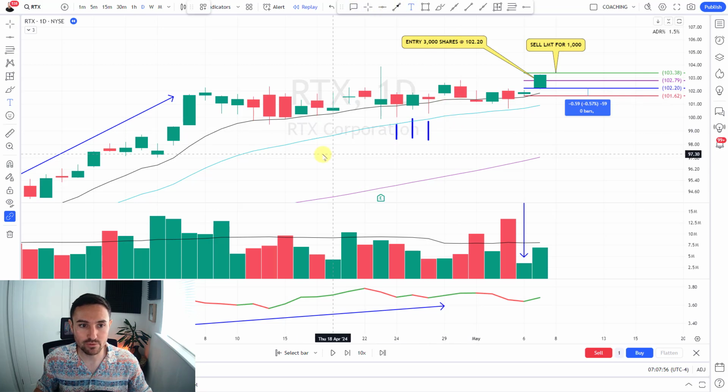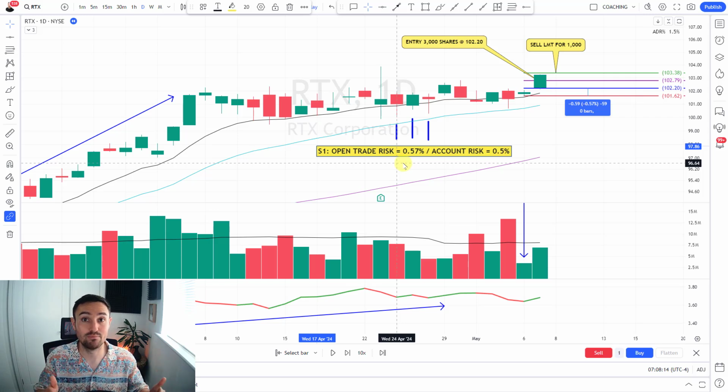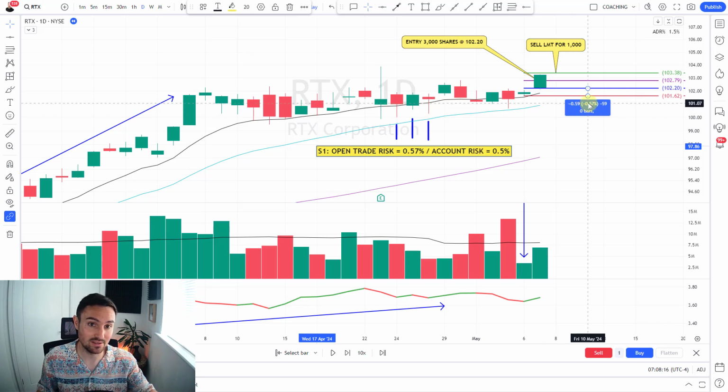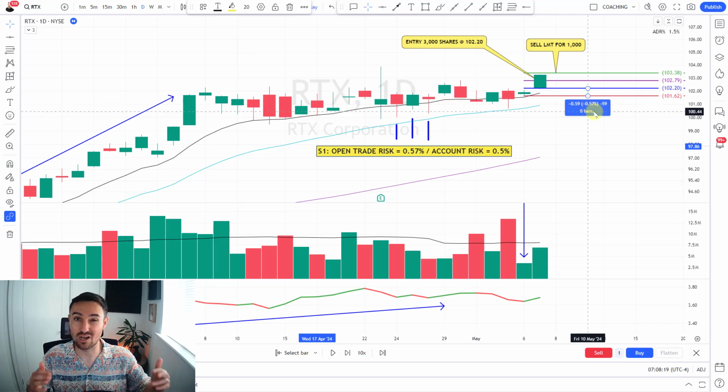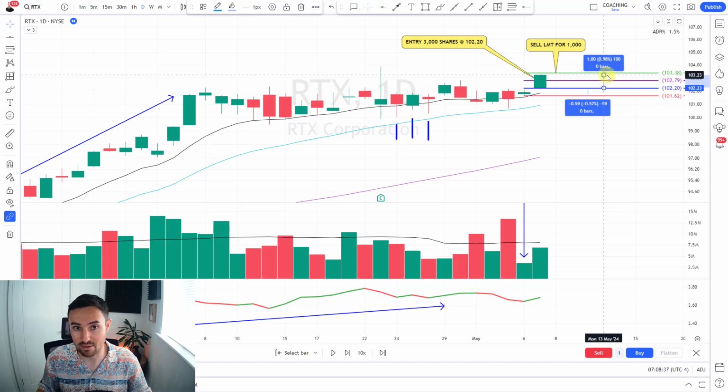So if we go through the scenarios here, let's say S1, scenario number 1, you have open trade risk of, that's pretty tight here, isn't it? 0.57%. Let's say your account risk is equal to 0.5%. You could have gone pretty big here in terms of how much of your account you wanted to put in this thing, because it's a pretty liquid stock and the initial stop loss is so tight. But you may have a max. I don't like to have more than, say, 20%, 25% of my account in any one stock, because anything can happen in the market. And you have your full position. That's scenario number 1.